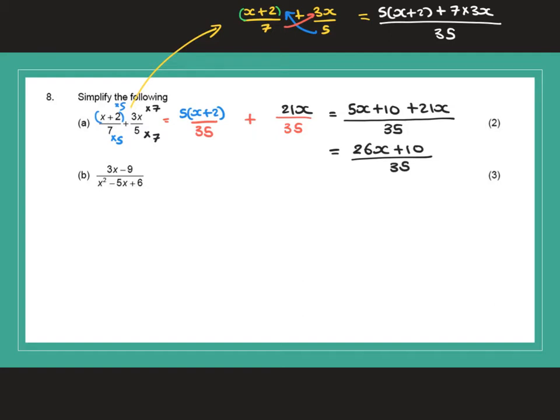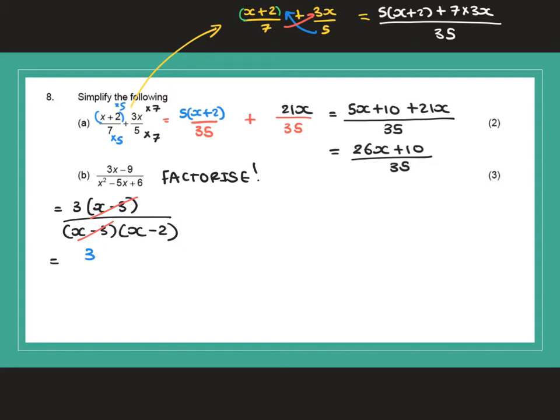Now, question 8. We've got to simplify this algebraic fraction. We must factorise. We do not start crossing things out at random. Now, the numerator, we can take out 3, x take 3, in the bracket there, and in the denominator, it's a quadratic. It factorises as x minus 3, x minus 2. And now we have a factor that's common to the numerator and denominator of x minus 3, which then gives me 3 over x minus 2 as my final answer.